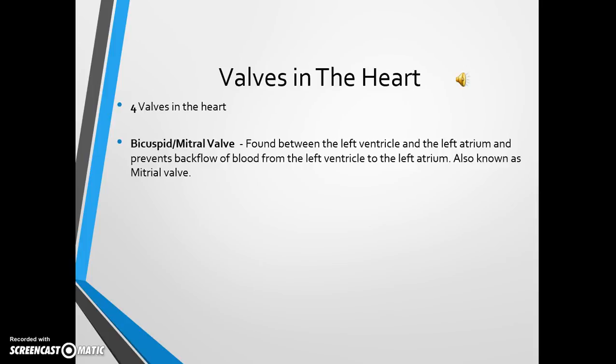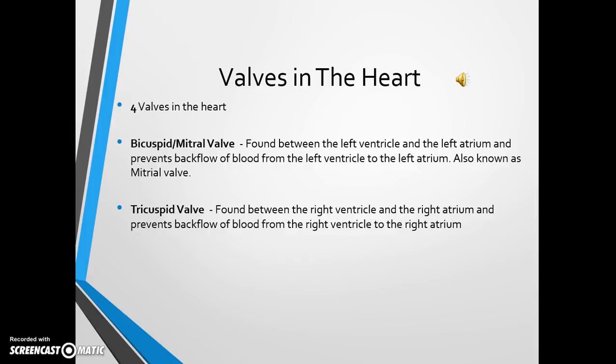Prevents backflow of blood from the left ventricle to the left atrium. So similar to the example I just said. And like I said, it's also known as the mitral valve. Tricuspid valve is found between the right ventricle and right atrium. Has the same role as the bicuspid valve, but obviously just on the right hand side of the heart.